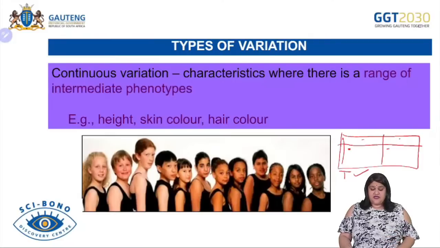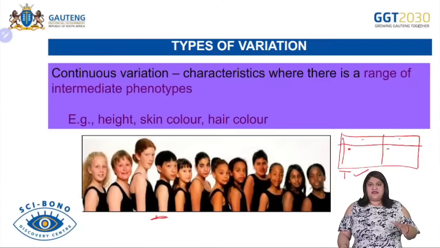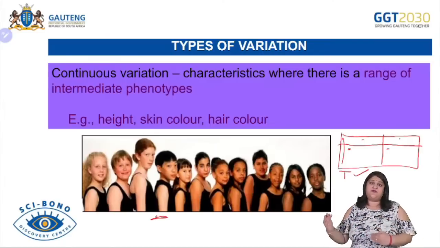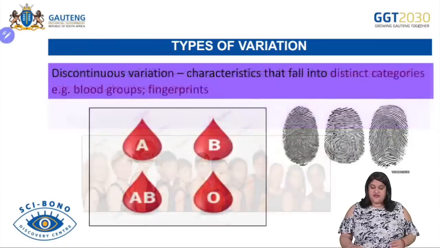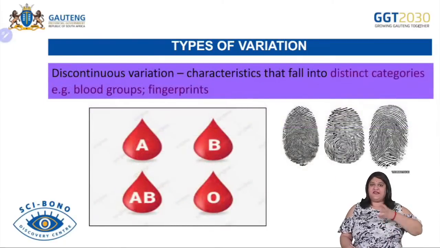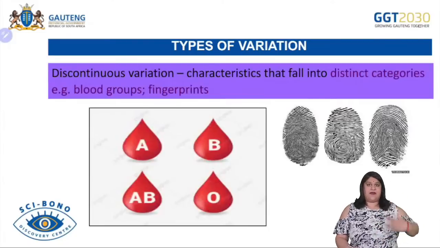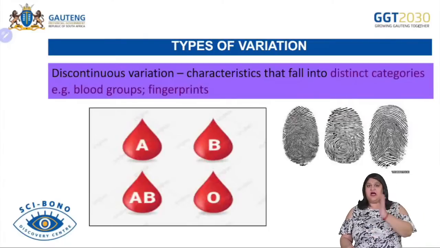So continuous variation is where characteristics are in a range of intermediate phenotypes. For example, a nice one to look at is height. It's not that if you are tall, you are 1.6 or 1.9, or if you're short, you are 1.5. There's a range of different phenotypes for height. And with discontinuous variation, we have distinct specific categories. For example, you are either blood type A, blood type B, blood type AB, or blood type O. There are specific characteristics. There's no range.